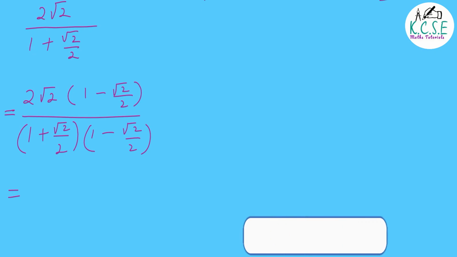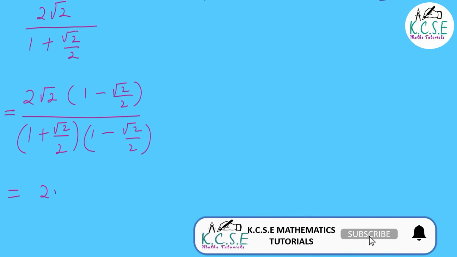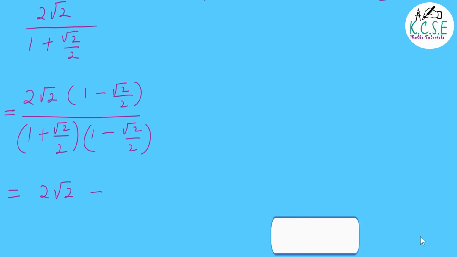So open the brackets. The numerator we have 2 root 2 minus, this is 2 root 2 multiplied by root 2 over 2. This will give 2 root 4 over 4. Actually this will give 2. 2 root 2 multiplied by root 2 over 2 will give 2. So that is the numerator.